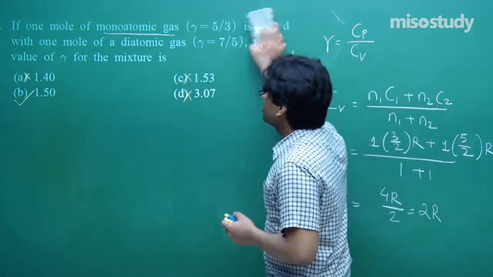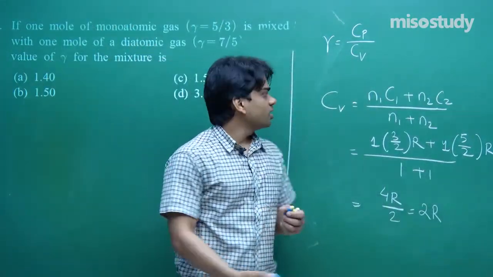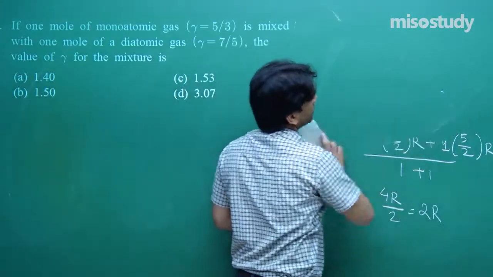Hope you have understood how to find the gamma for a mixture.